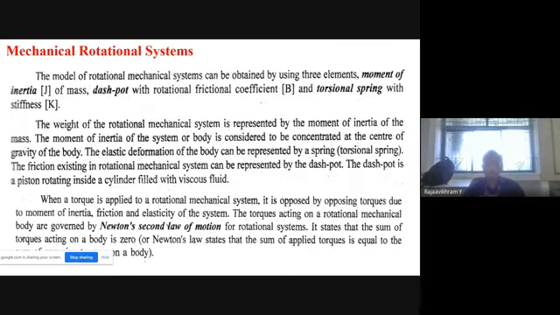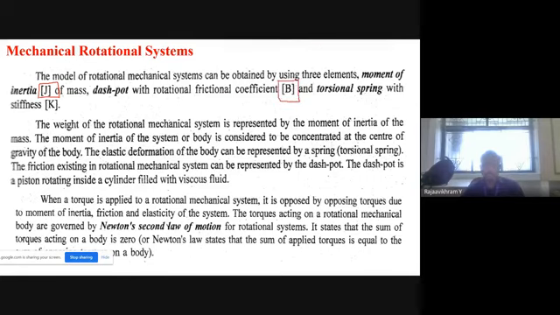The mechanical rotational system is obtained by the same three elements. Here the one difference is moment of inertia. That is, for mass, here we are considering the moment of inertia, which is represented by J. This is the only difference. The second element is the dashpot, with frictional coefficient B. And the last one, as usual, the torsional spring, K.